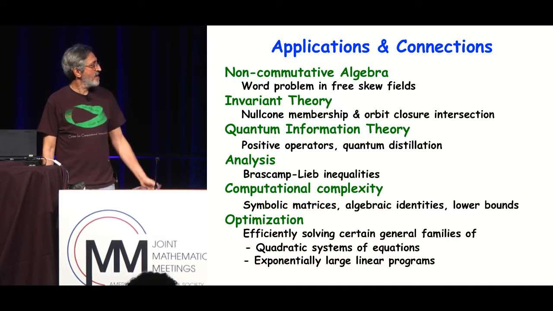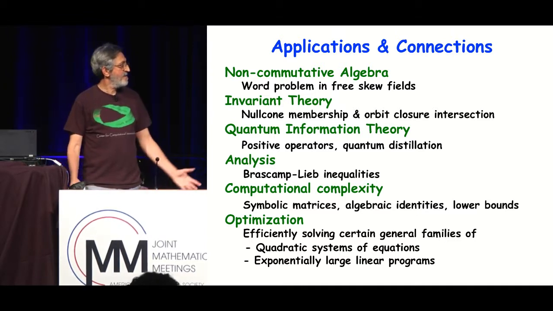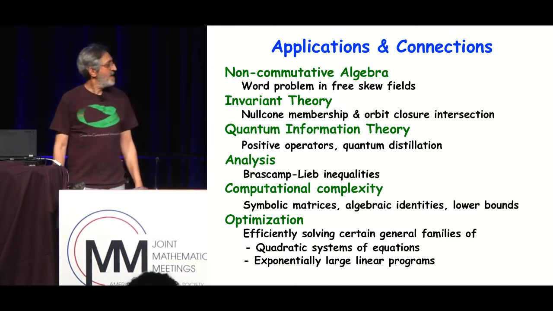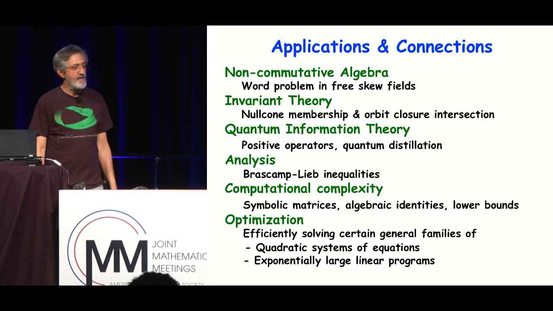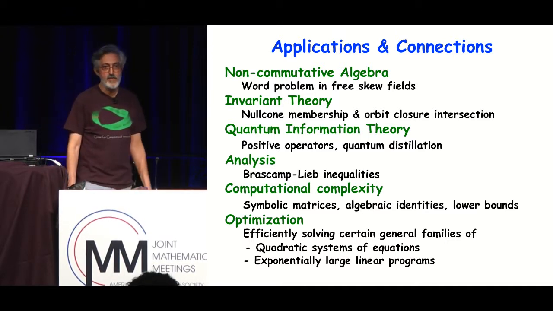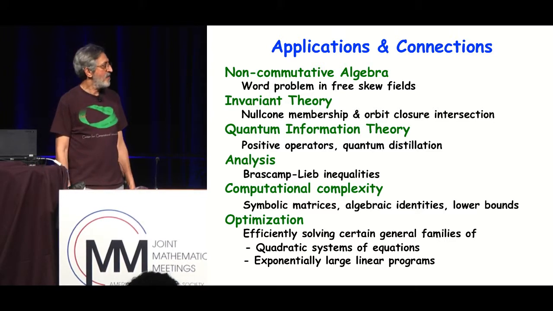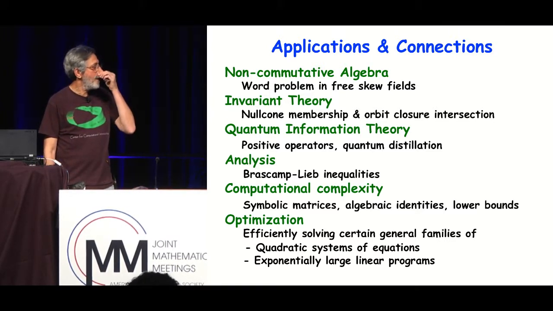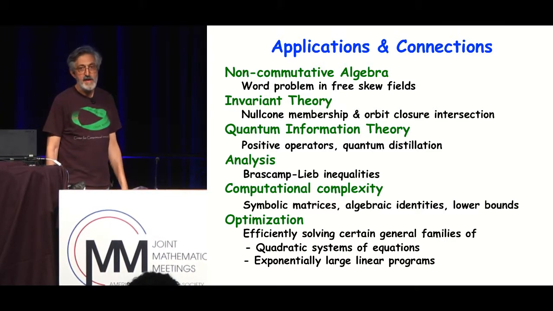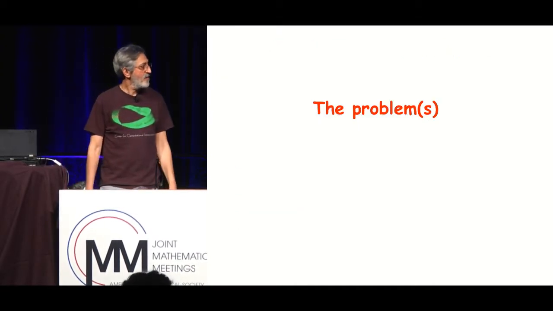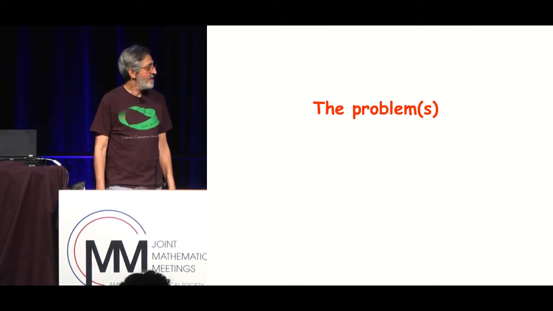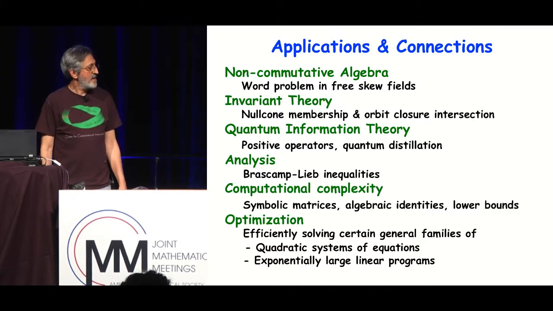These connections, as I said, are very broad. You don't have to read everything, but it connects to commutative and to non-commutative algebra. It connects to quantum information theory. It has applications in analysis. And the sources of the problem and some of the tools come naturally from computational complexity and from optimization. So I'll try to make these connections as we go along.